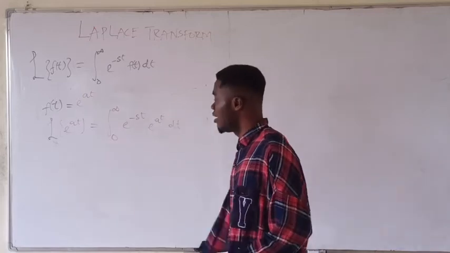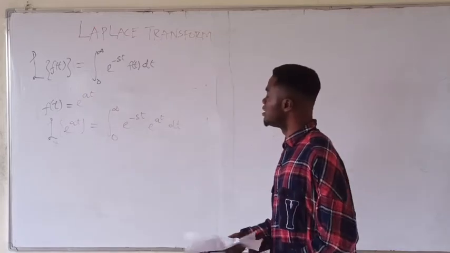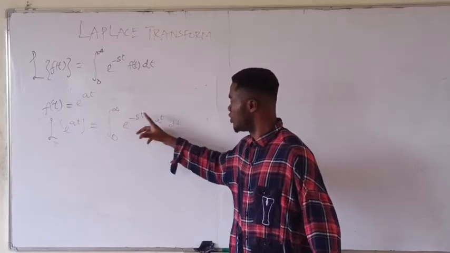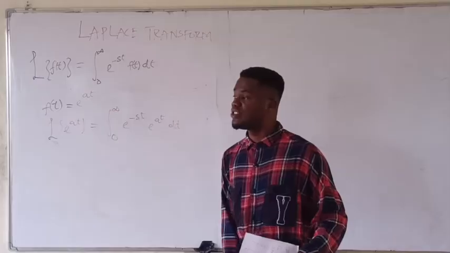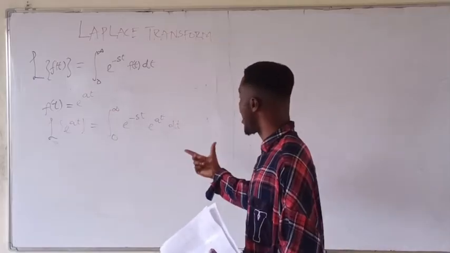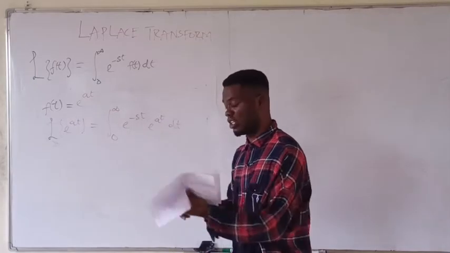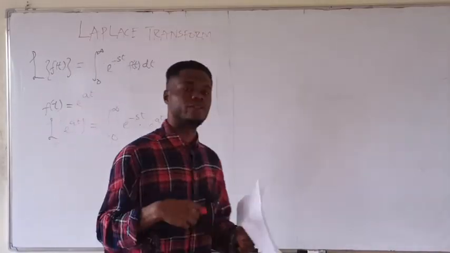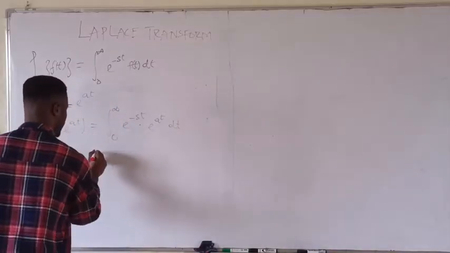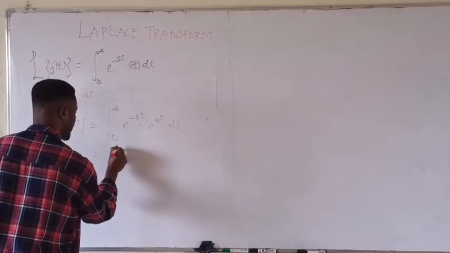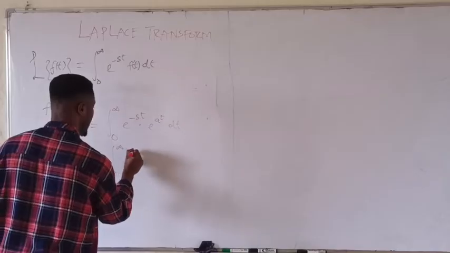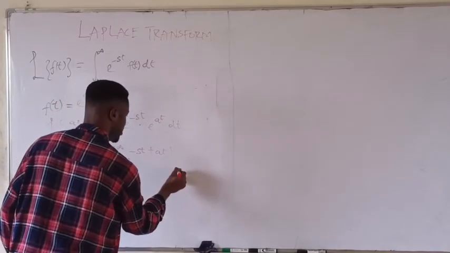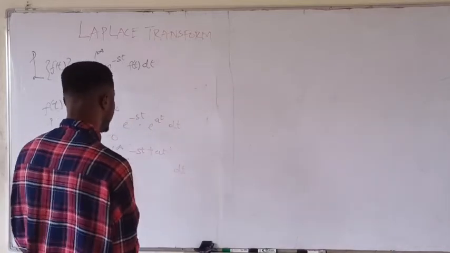Alright, so the idea now becomes, how are we going to integrate this kind of function? How can we decipher this function? But mind you, the exponents here, they are the same base, right? So using the law of indices, we can decide to add their powers, because this is actually a multiplication. So if we add the powers using the law of indices, this becomes the integral from 0 to infinity of exponential of minus st plus at dt. Right? So this is what we are going to have.